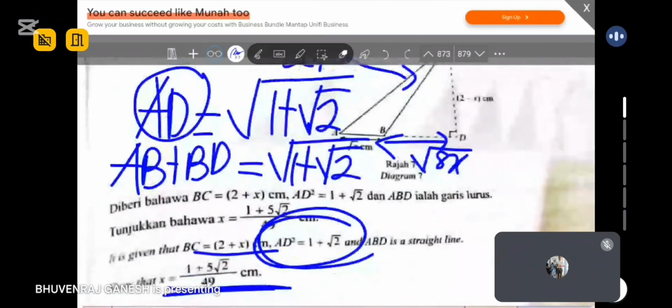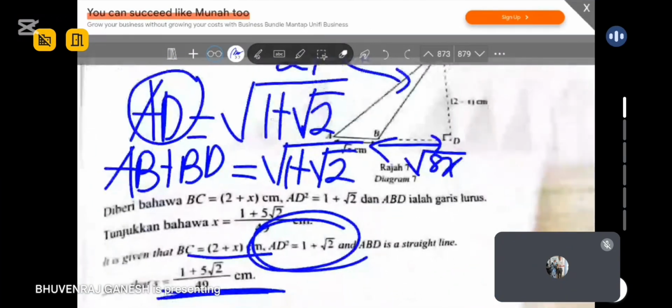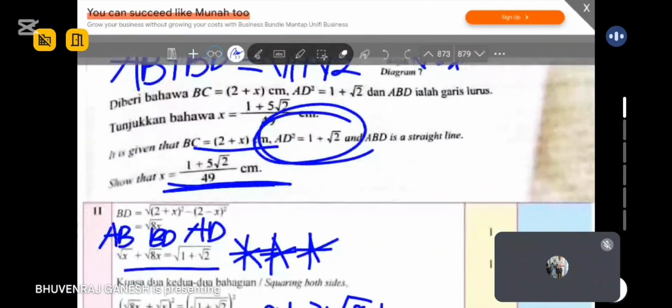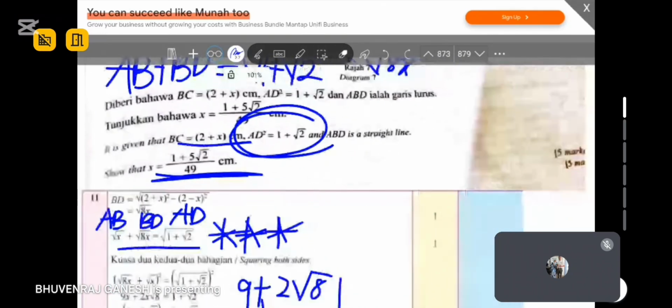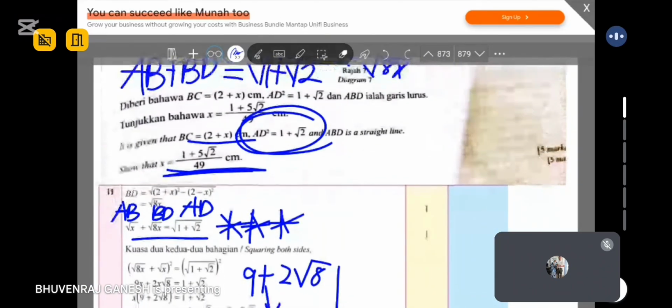Mana Ahmad? Saya tak faham. AD square equal to AD kuasa 2. Sama lah. Kenapa? Tak faham.